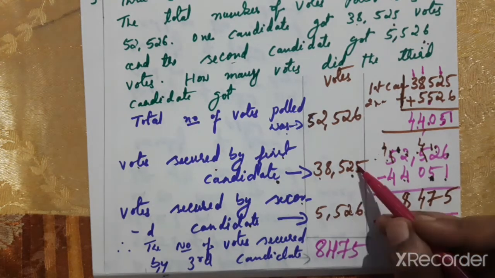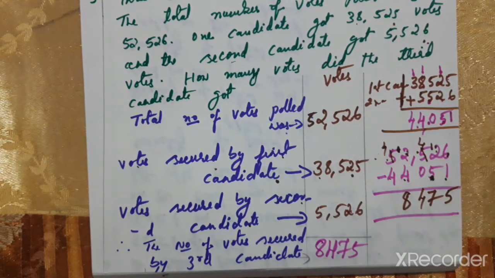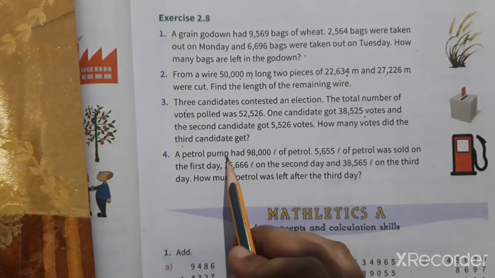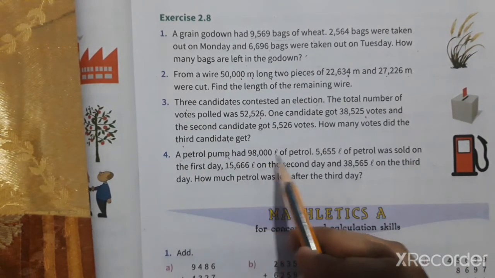Okay, we have to add these two and minus 1 this. First read the question and understand. Now fourth question, children. A petrol pump had 98,000 liter of petrol.